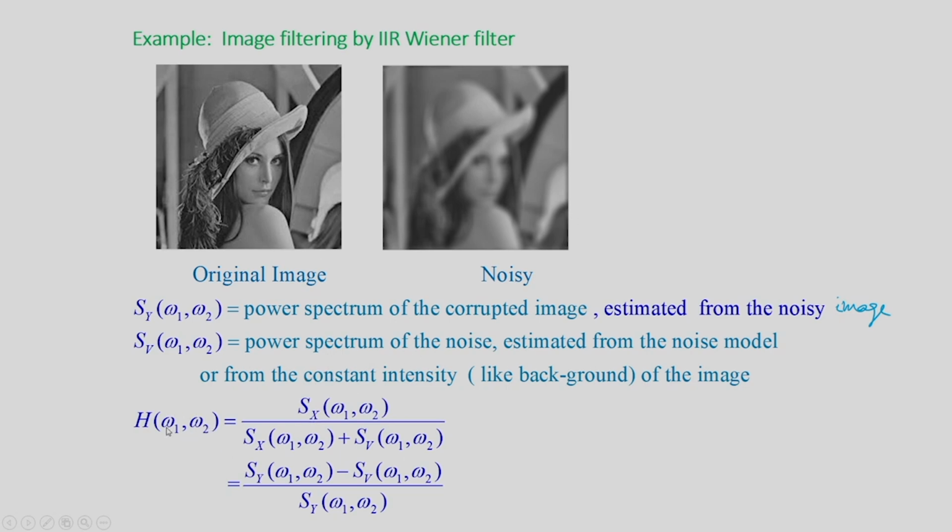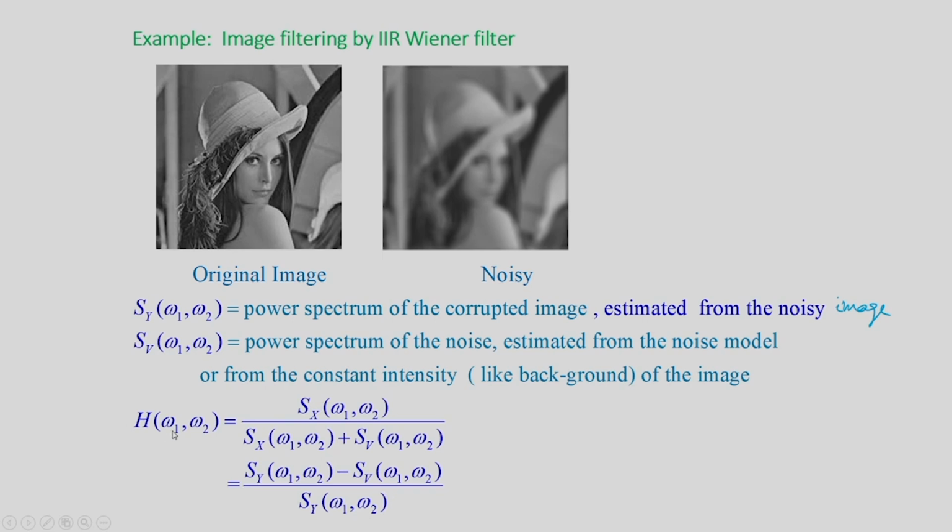Now the transfer function will be H omega 1 omega 2 equal to Sx omega 1 omega 2, that is the signal power spectrum, divided by the power spectrum of signal plus noise, Sx omega 1 omega 2 plus Sv omega 1 omega 2. But what is available to us is Sy omega 1 omega 2, the power spectrum of the observed data, which is usually estimated. So we can write this as Sy omega 1 omega 2 minus Sv omega 1 omega 2, divided by the power spectrum of the observed noisy data. That way we can determine the transfer function H omega 1 omega 2 by this relationship.